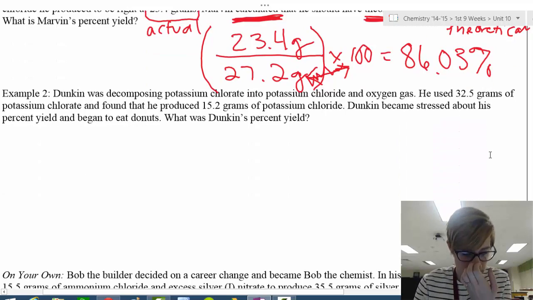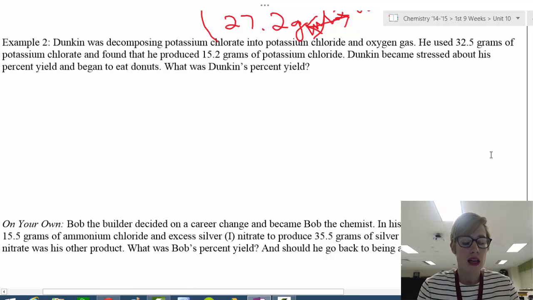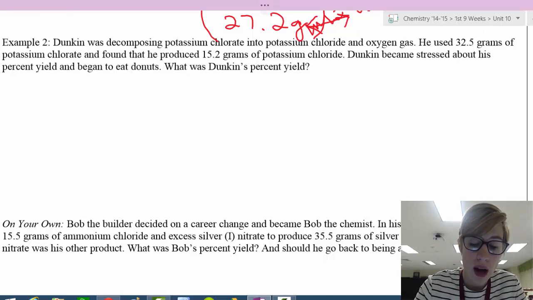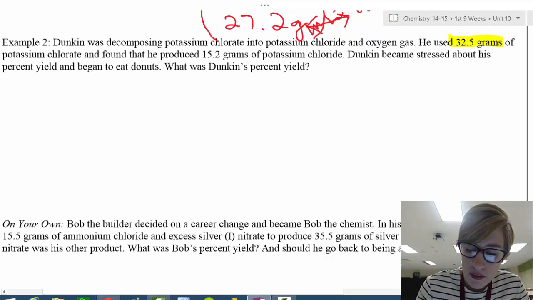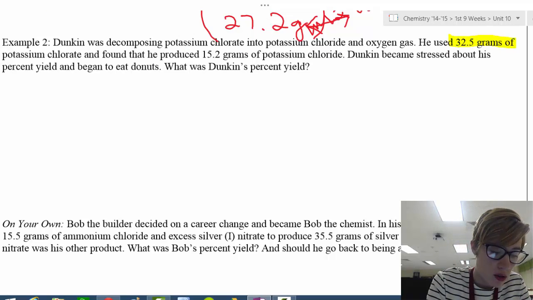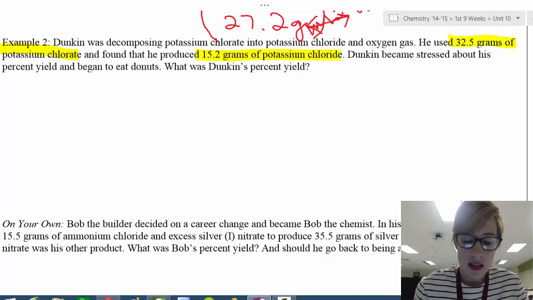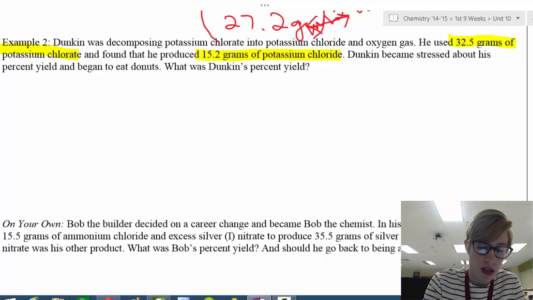Okay, let's look at our second example. In this example, as we read it, let's look at the numbers that it gives us. It says Duncan was decomposing potassium chlorate into potassium chloride and oxygen gas. He used 32.5 grams of potassium chlorate, and he found that he produced 15.2 grams of potassium chloride. Duncan became stressed about his percent yield and began to eat donuts. What was Duncan's percent yield?